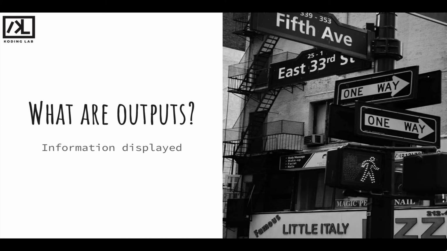Now outputs though are of two different types. You have outputs that are constant, their value does not change, and you have outputs that are dynamic in the sense that their value is dependent on various factors within their environment. And so in this particular case, this output is constant, right? If you are driving down that road in the morning or the afternoon or the evening or even at night, you can always expect that sign to say Fifth Avenue. It's not going to change.